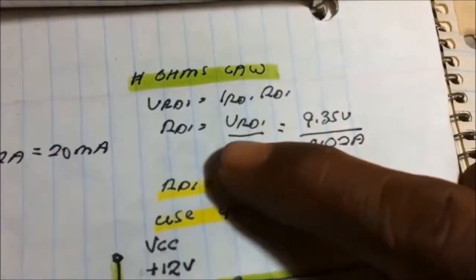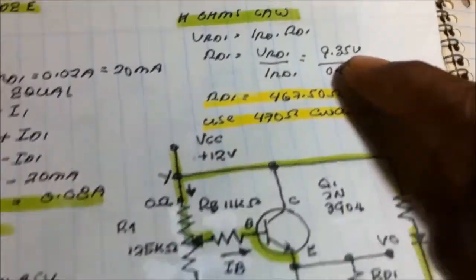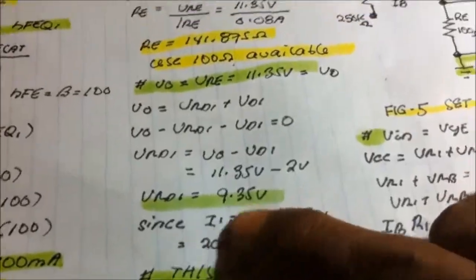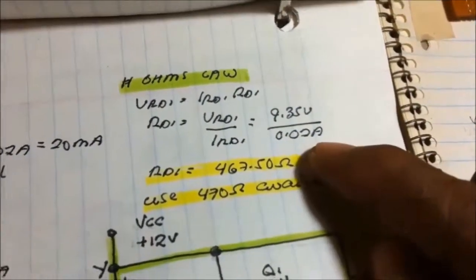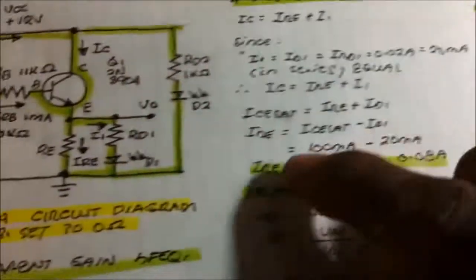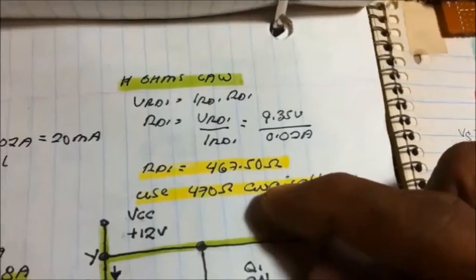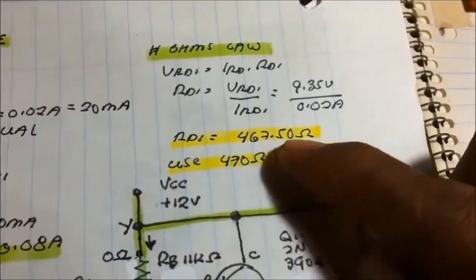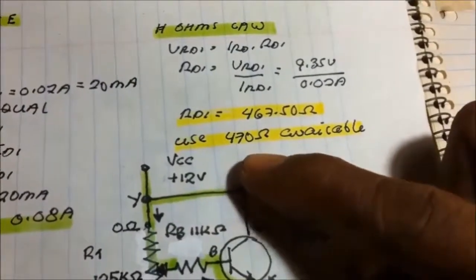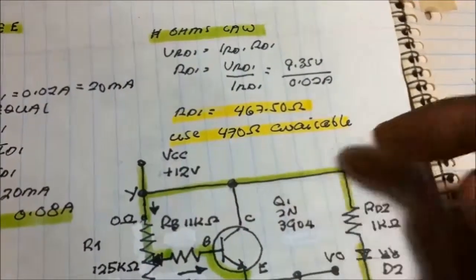Using Ohm's law, since we know RD1 has 9.35 volts from the previous computation, and the current rating of the LED is 0.02 ampere. Since they are in series, whatever current flows into this resistor is equal to that of the LED. We got 467.5 ohms, so we use the available 470 ohms.